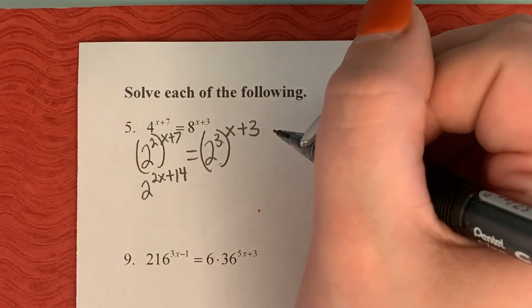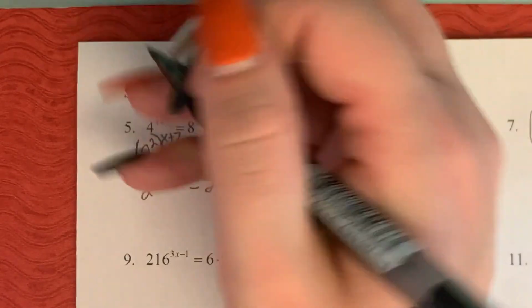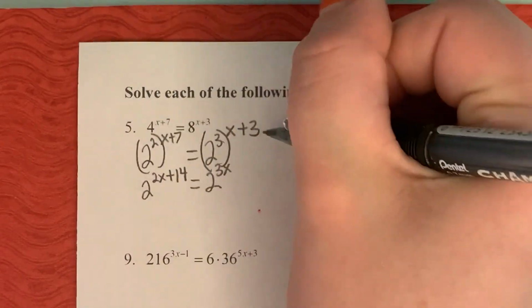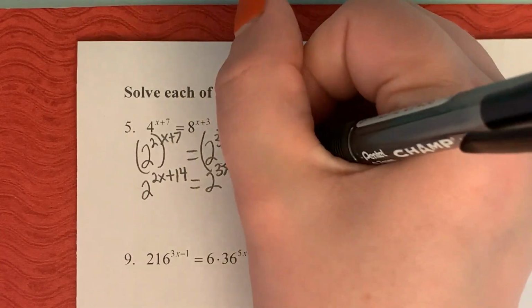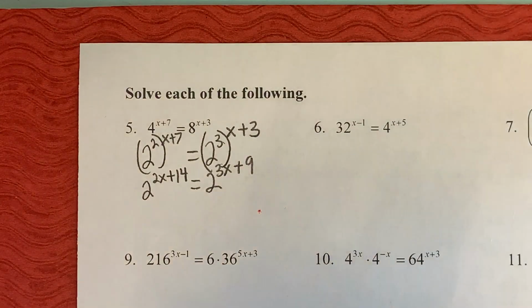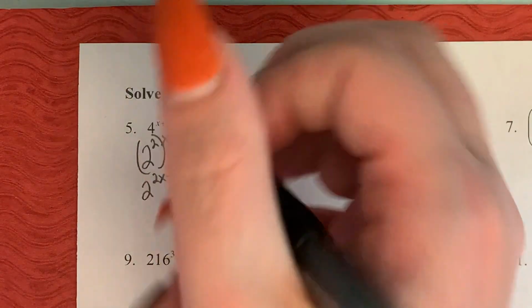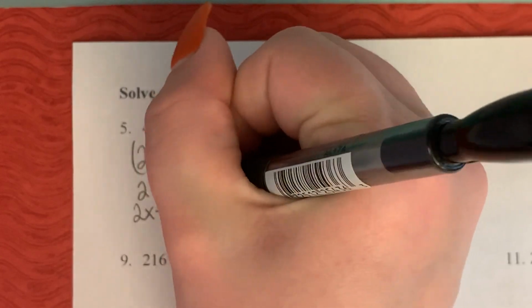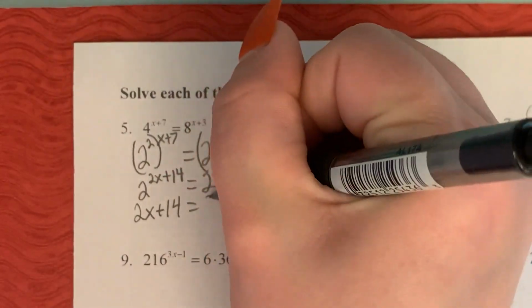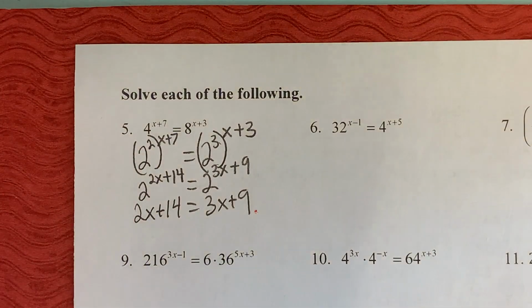I don't have a ton of room. Equals 2, and we'll do 3 times x, which gives me 3x, and 3 times 3, which will give me 9. So because my bases are the same and they're equal, that means my exponents have to be the same. So that means I can set 2x plus 14 equal to 3x plus 9. And then I'll solve this.